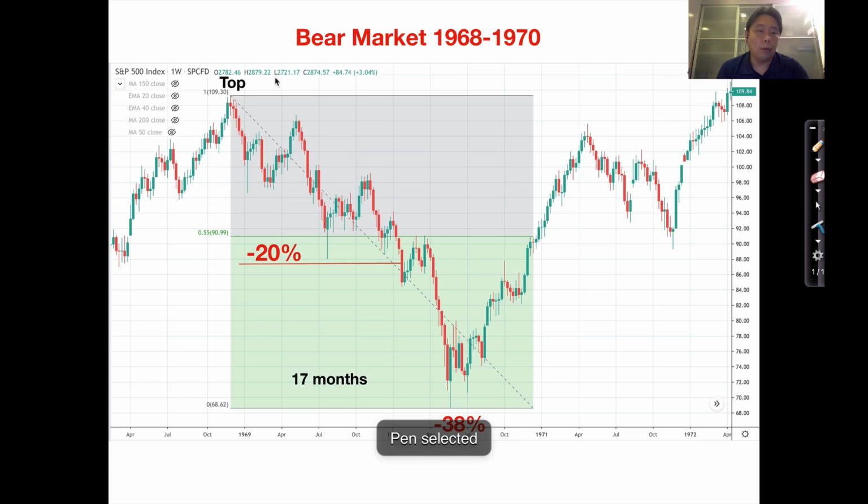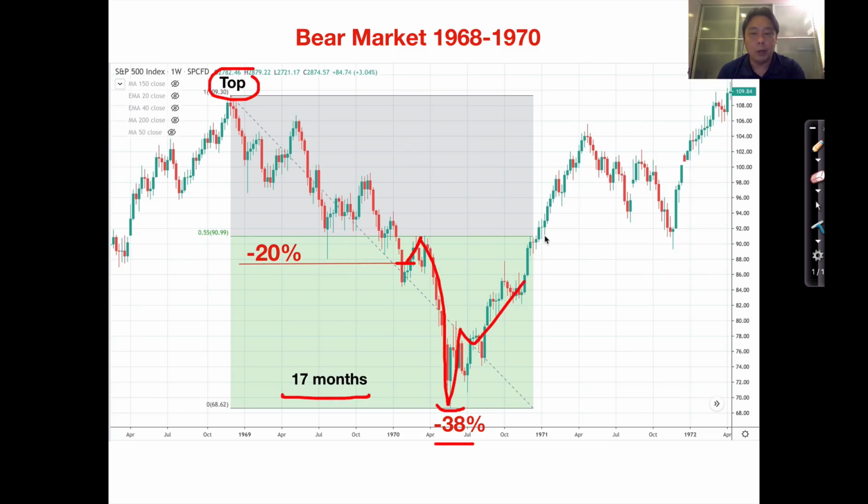1968, market top was over there. This was a long bear market. It took 17 months to bottom at minus 38%. Right, this was a 20% mark. So once it hit this, we're in a bear market officially. Rallied, could not reach 50%, went down, rallied, and here closed above 50%. That's our mark over there, and again, we are home free.